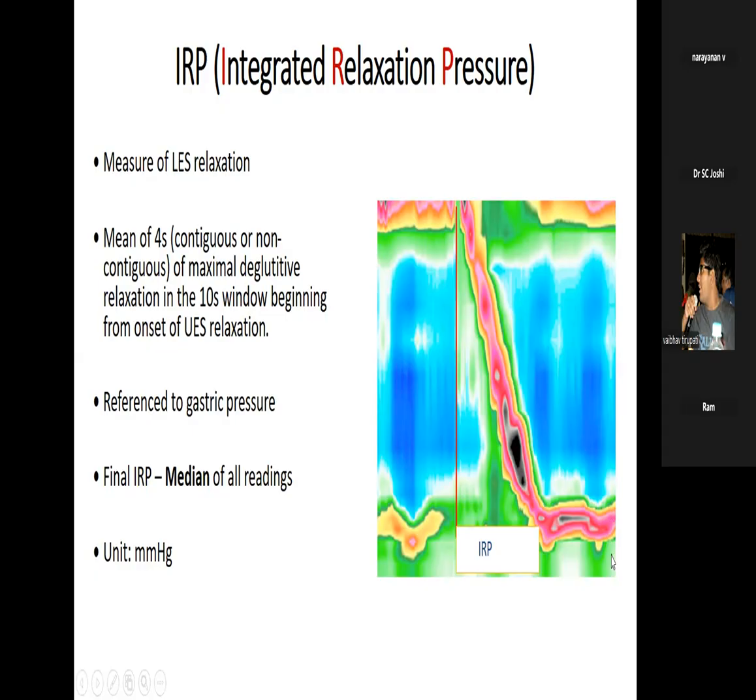So what the software will do is, it will take this area and measure 4 continuous or non-continuous seconds of maximal relaxation. That gives you the IRP. This is in reference to the gastric pressure, which is low, negative. The final IRP is the median of all readings. So we should be doing 10 swallows to get an accurate median. And the unit is millimeter of mercury.